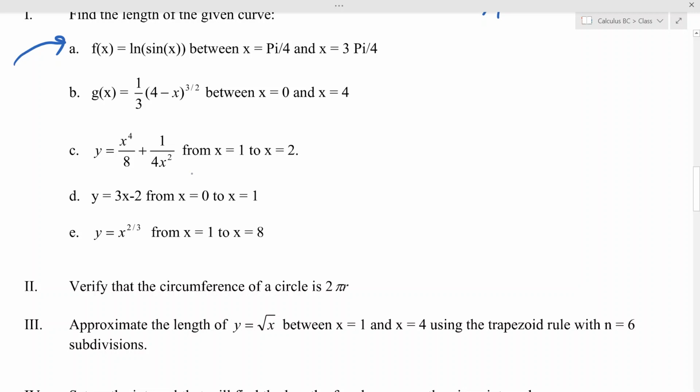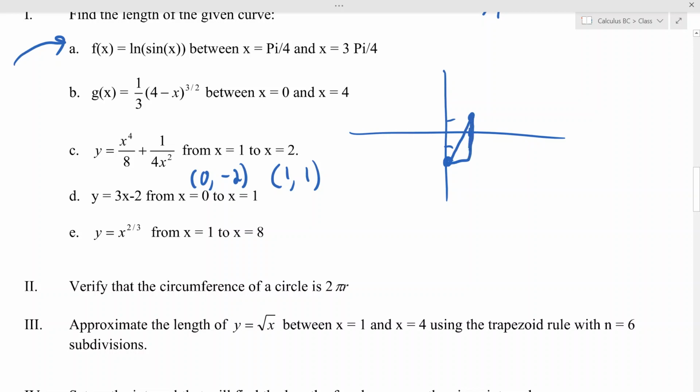So we need to know the points. So when x is 0, y is going to be -2. And when x is 1, y is going to be 1. So we need the distance from (0, -2) to (1, 1). And remember, all the distance formula is, if you draw this out, (0, -2) is down here, and (1, 1) would be right here. It's just the Pythagorean theorem right there. That's all we're doing. We're finding that distance between those 2 points.